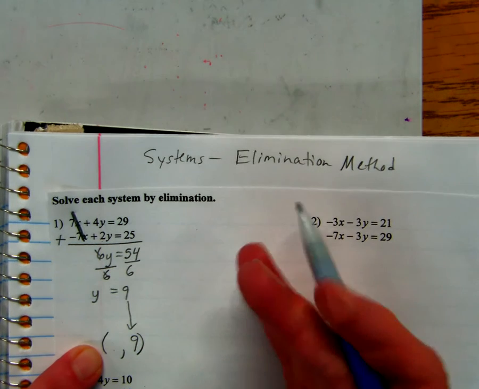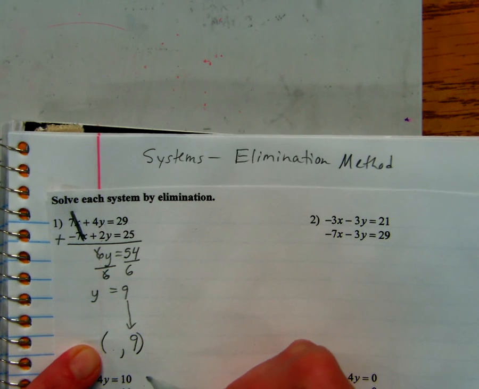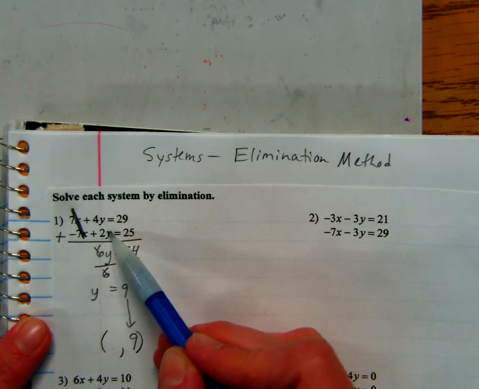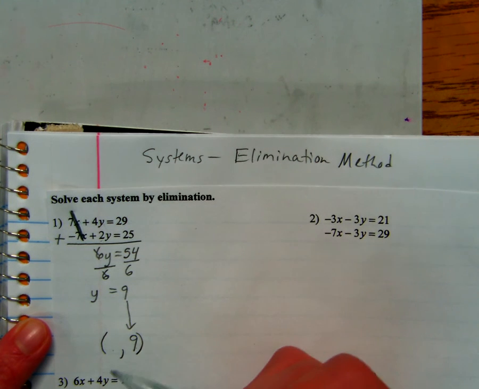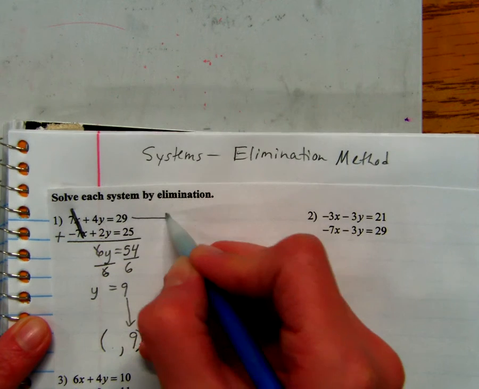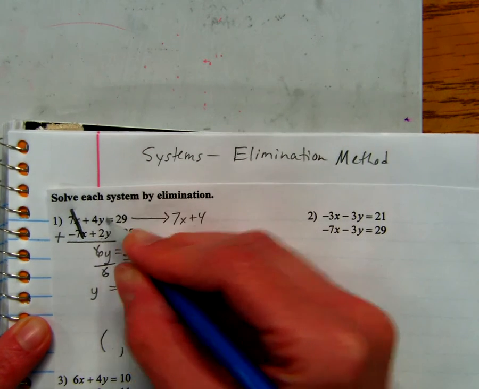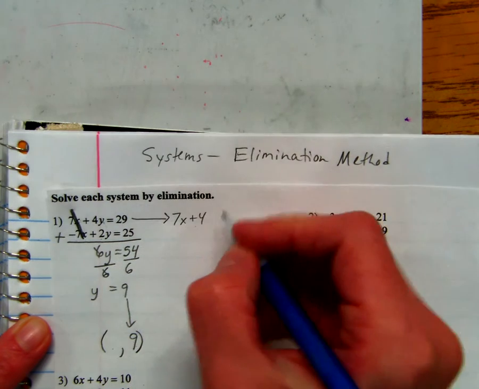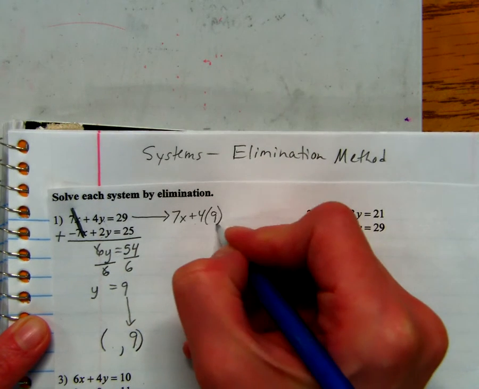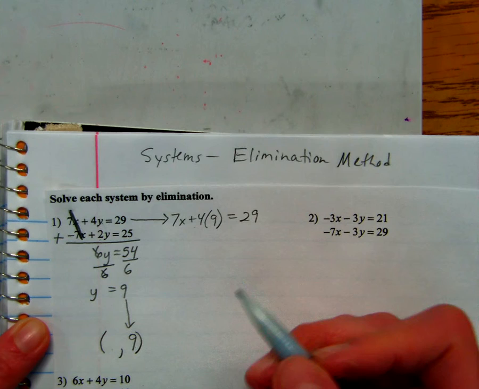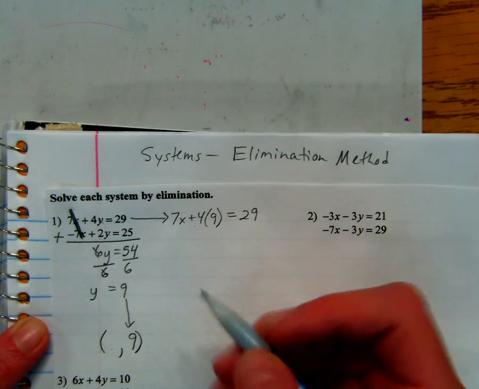This is where the drawback comes for this method. We're going to take 9 and put it in for y in one of the original equations, but we do have to solve for x. So it doesn't matter which equation we use. Let's just use the top one. So we had 7x plus 4y. So we're going to take the y out because we know that y is 9. And then equals 29. And then we'll just solve to figure out what the x was.